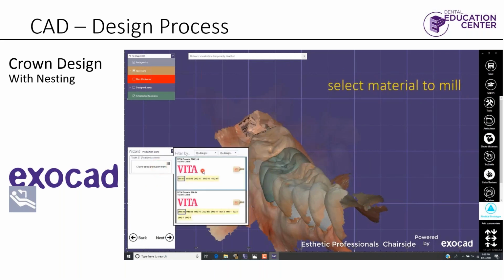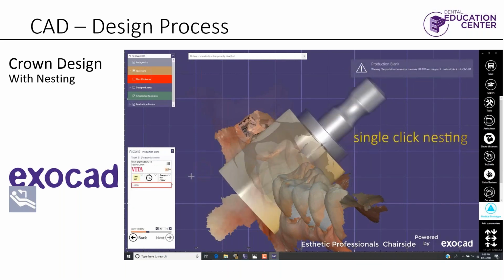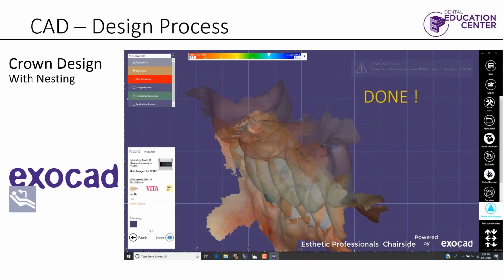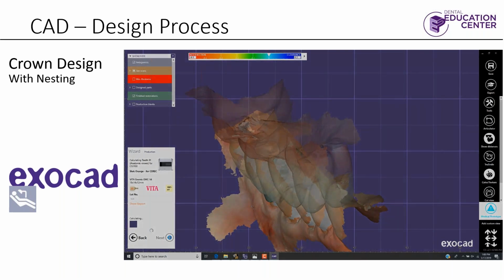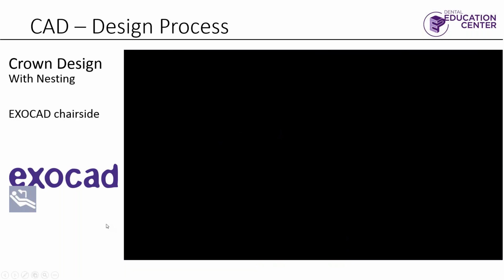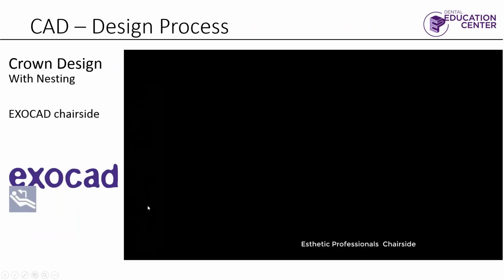You select your material, doing a Vita Dynamic as an example here. Then it puts the block directly on the restoration. If it's a dynamic multi-layer, you can move that block up and down to get different gradient colors, obviously. Then you're done. That's pretty much designing a crown chairside. Very simple. It does give you the option to go into expert mode and everything else, but it's not necessarily needed.